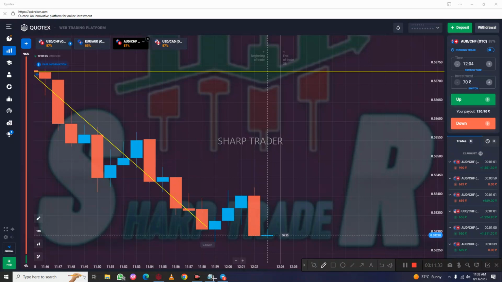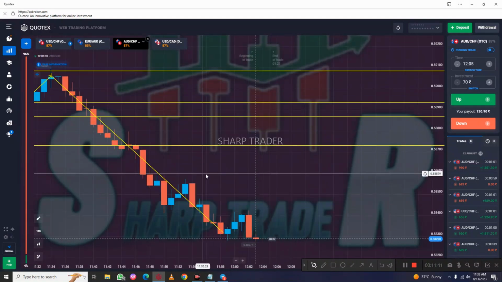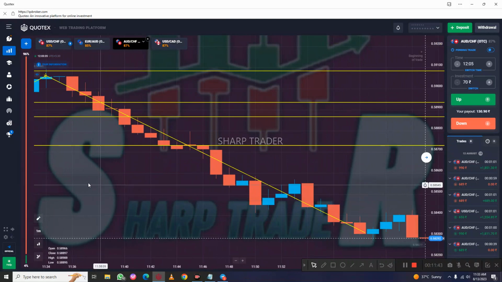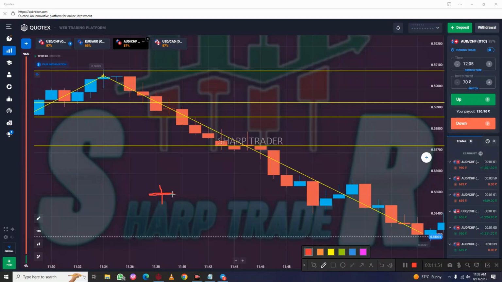So let's move towards the last rule. The last rule, rule number 4, is doji. What is doji? This candle is known as a doji. Only that much body. These are all dojis.